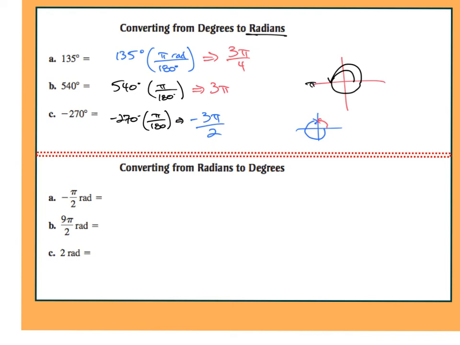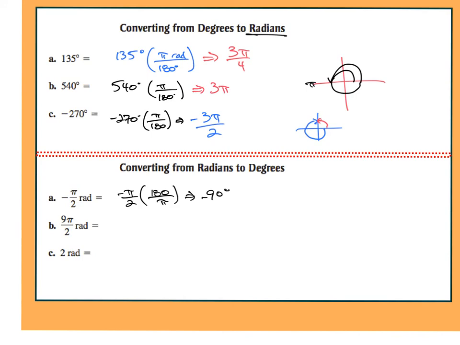All right, let's do these next ones. So now I'm going from radians to degrees. So now I'm going from negative pi over 2 radians, and now I need to make it degrees. So now what do I multiply by? 180 over pi. So my pi's cancel, and now what am I left with? Negative 90 degrees.